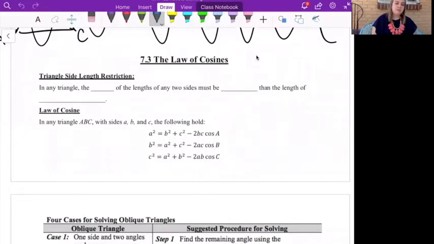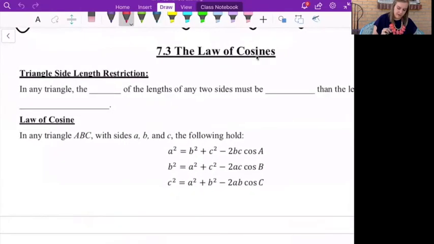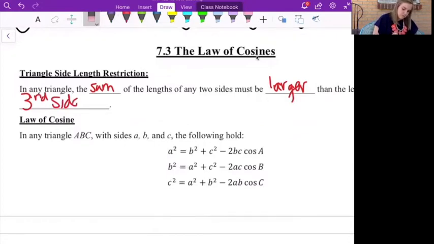Okay, so just a little reminder of some basic rules of triangles. In any triangle, the sum of the lengths of any two sides must be larger than the length of the third side. Okay, so now law of cosines.